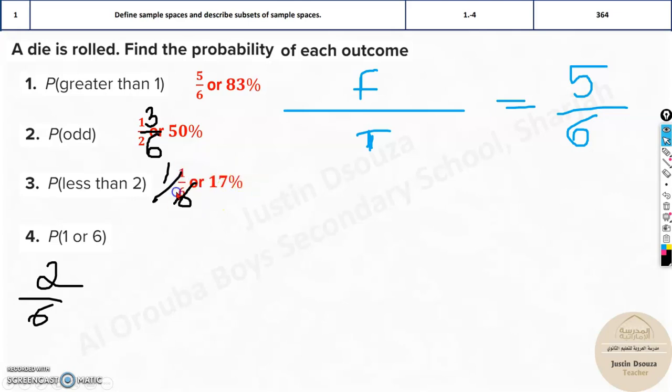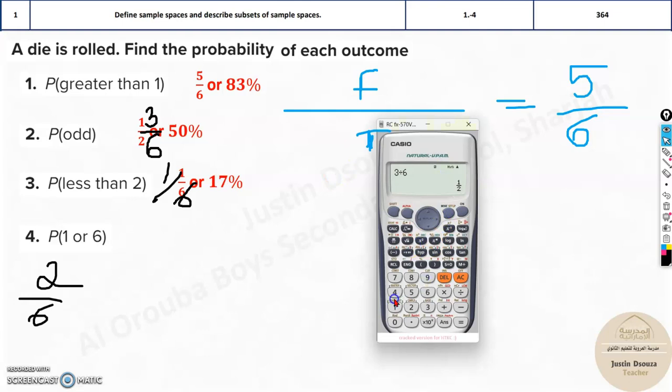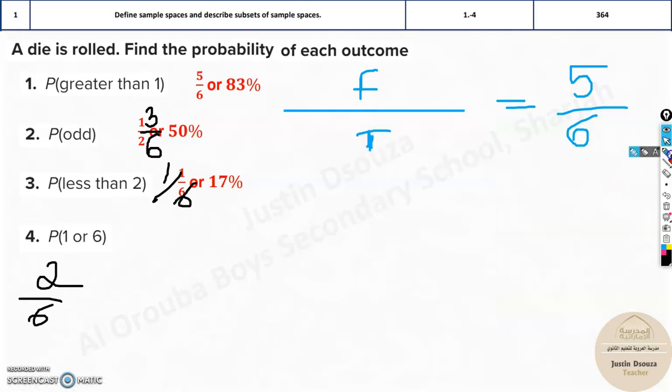1 by 6 or 17%. You can just put it in the calculator. Say 1 divided by 6, and press the S-D button, you will get 0.1667. What you can do is just move this by 2 digits. It's 16.7% or 17%.